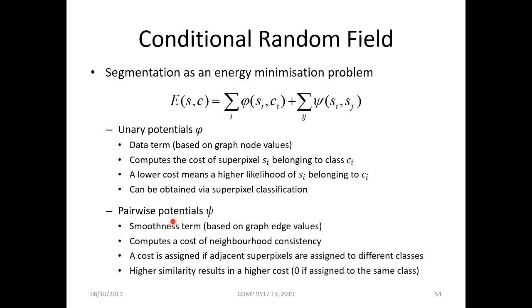Higher cost means a higher similarity results in a higher cost. I think it should actually be lower, no? I think this is a mistake, but 0 is if it belongs to the same class.